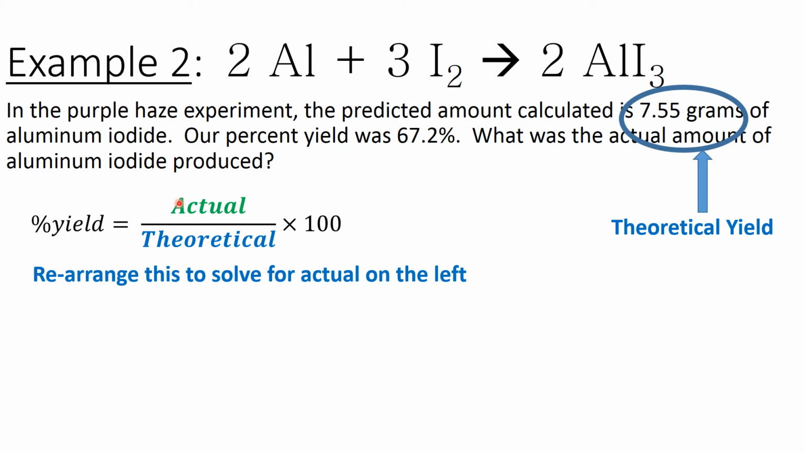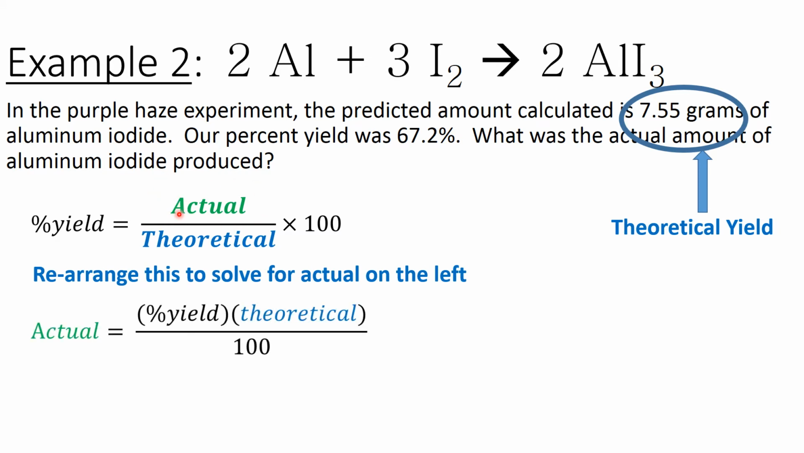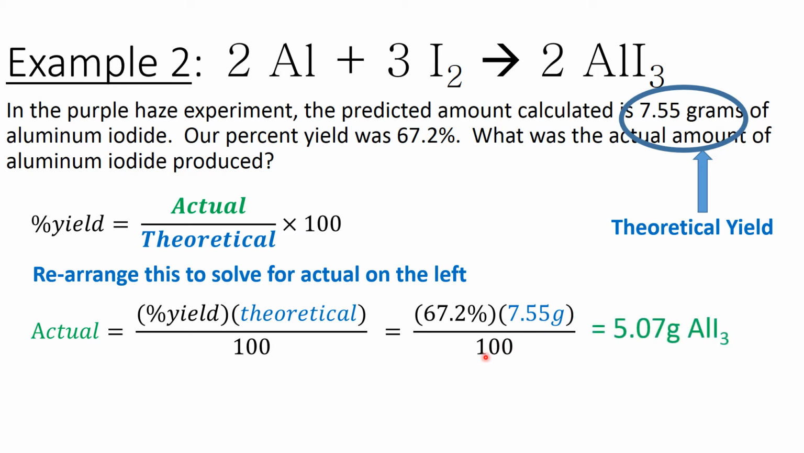What we need to do is rearrange this and solve for actual yield on the left-hand side of the equation. If we do that, we end up with the actual yield being equal to the percent yield times the theoretical yield divided by 100. So now we can substitute in these numbers. 67.2% times 7.55 grams divided by 100, and we get 5.07 grams of aluminum iodide.